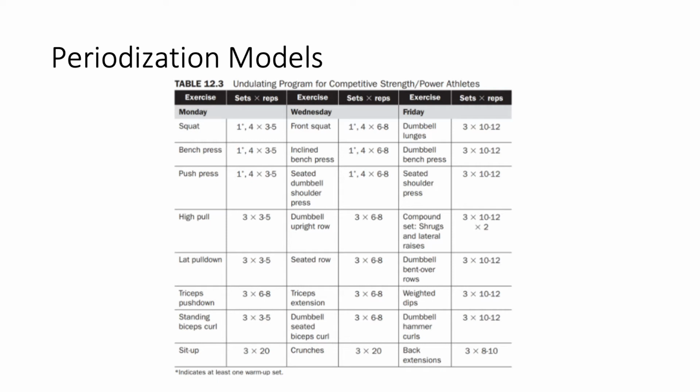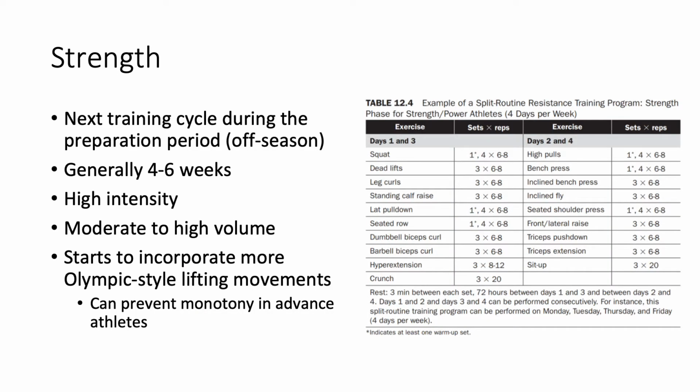The way you can tell this is by looking at the amount of sets performed and also the amount of repetitions. The next cycle of training during the off season generally focuses on strength. This is where the intensity increases with a moderate to high training volume. The strength phase generally lasts between 4 to 6 weeks, but what is different from the hypertrophy phase is that this is where you begin to incorporate Olympic style lifting movements.